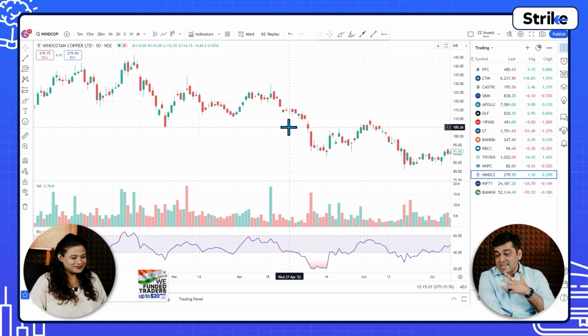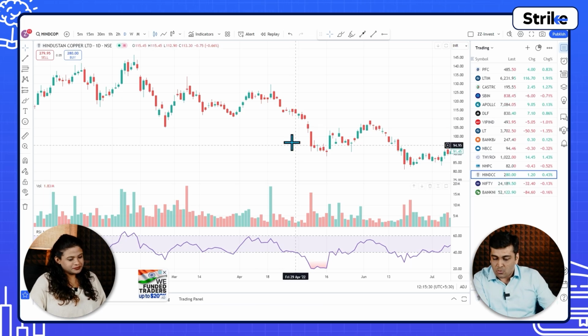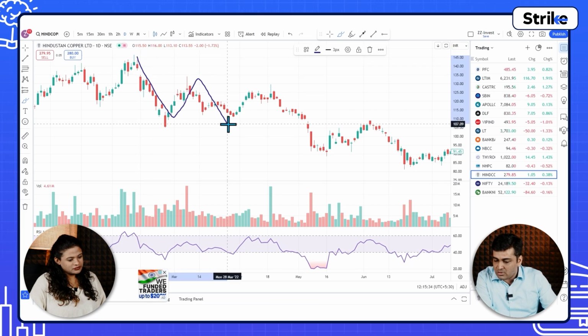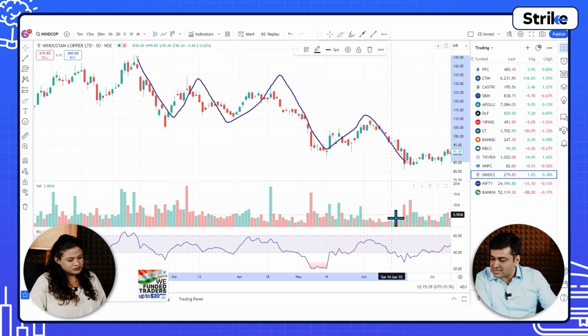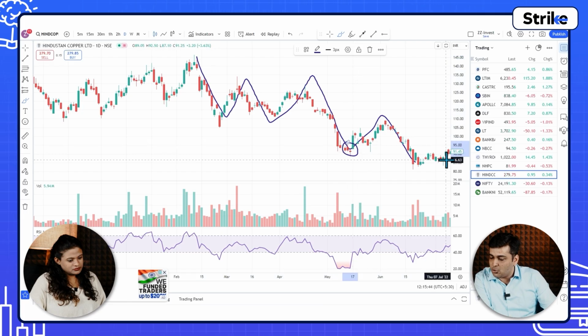All right. Now these divergences: a bullish divergence will appear after a prolonged downtrend. Bearish divergence will appear after a prolonged uptrend. Now what is the trend over here right now? Downtrend. It's clearly down. All right. Now over here, what has happened is, look at this. Prices over here have made a low and prices over here have made a low. It is a lower low.